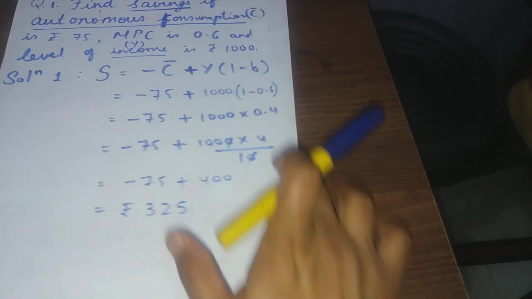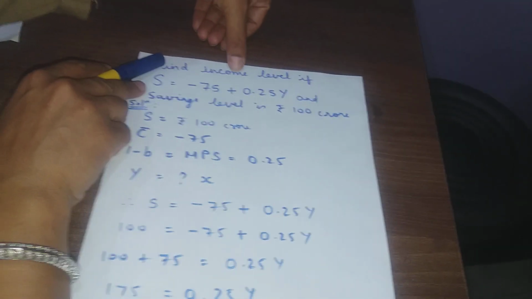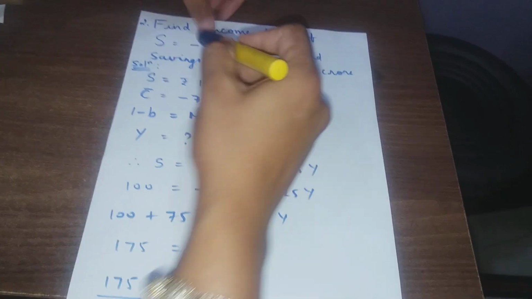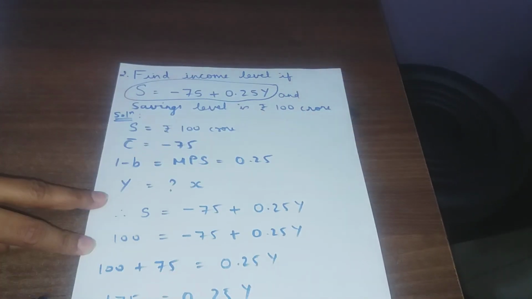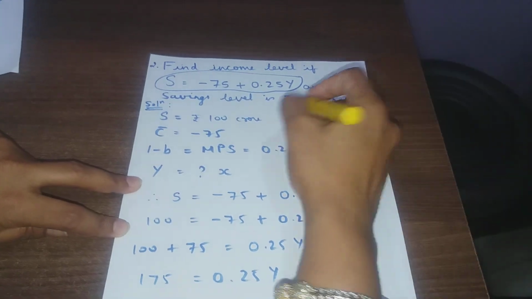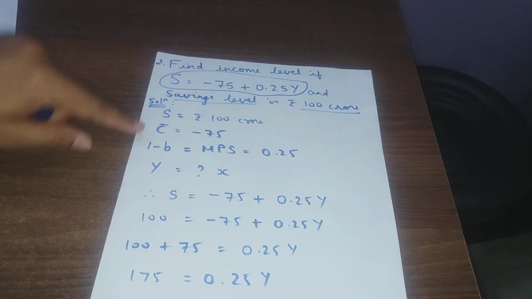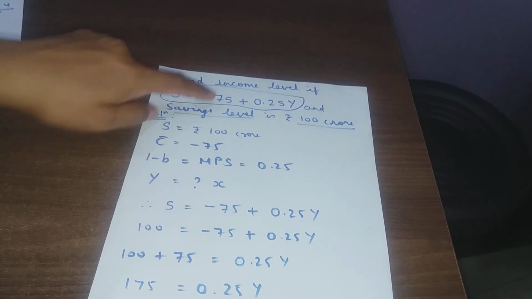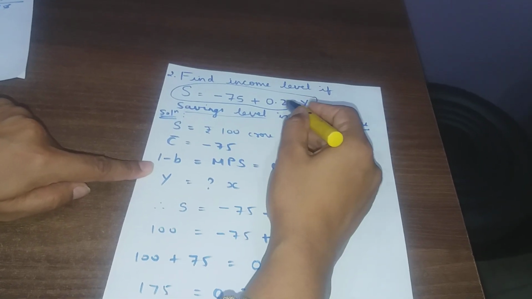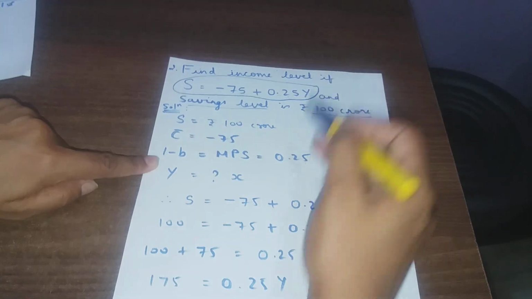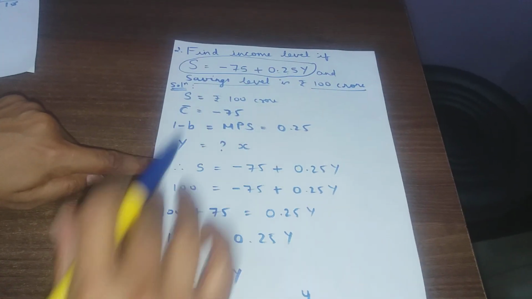Let us solve another numerical. This time we have to find income level if the saving function is given. They have given the linear saving function directly. See, they have given savings as 100 crore. C bar is given to us as minus 75. MPS is directly given. When 1 minus is not given, it means we are given MPS directly. So MPS is given as 0.25. We have to find Y.